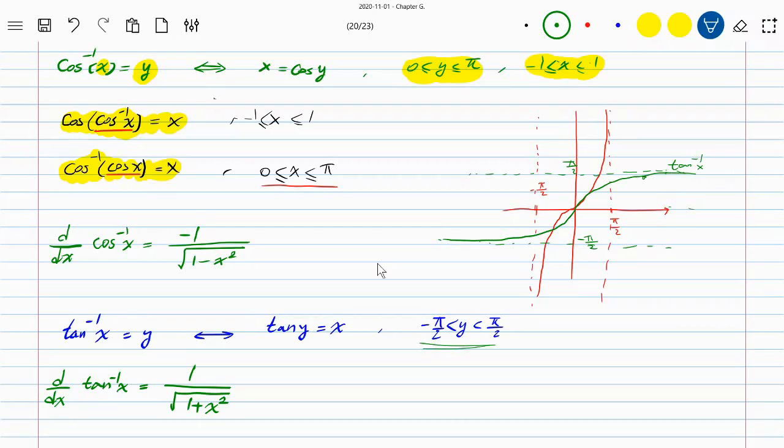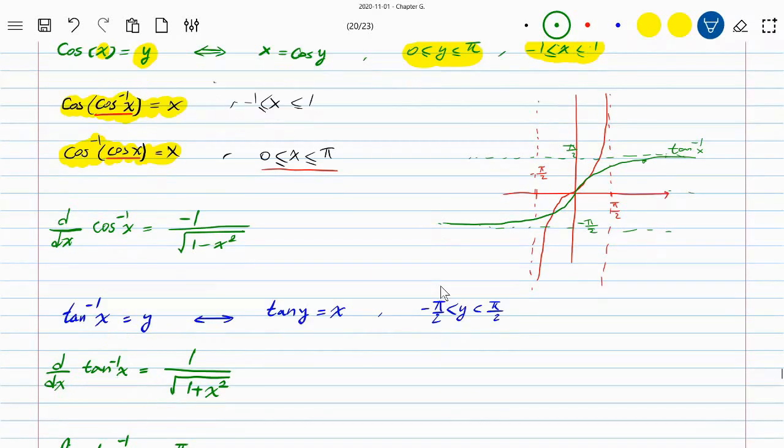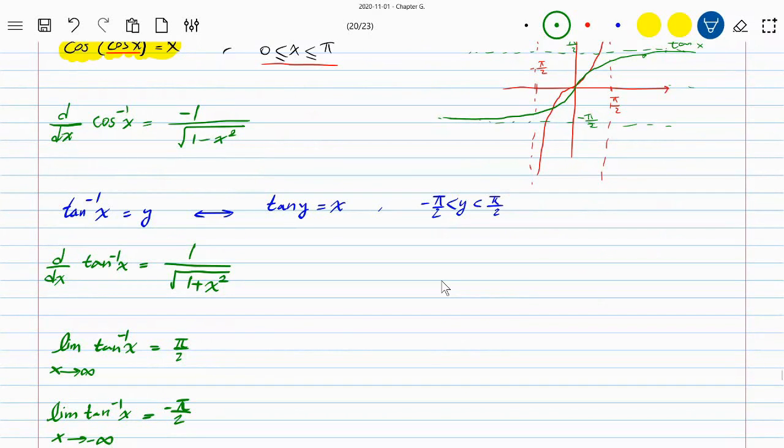The y values are restricted between negative pi half and pi half, but the x values we pick from whatever we want. And since we already have the graph of tan inverse, maybe I should mention the limits. So here, the limit as x approaches positive infinity gives the corresponding y value of pi half. And if x approaches negative infinity, this is for the tan inverse function.